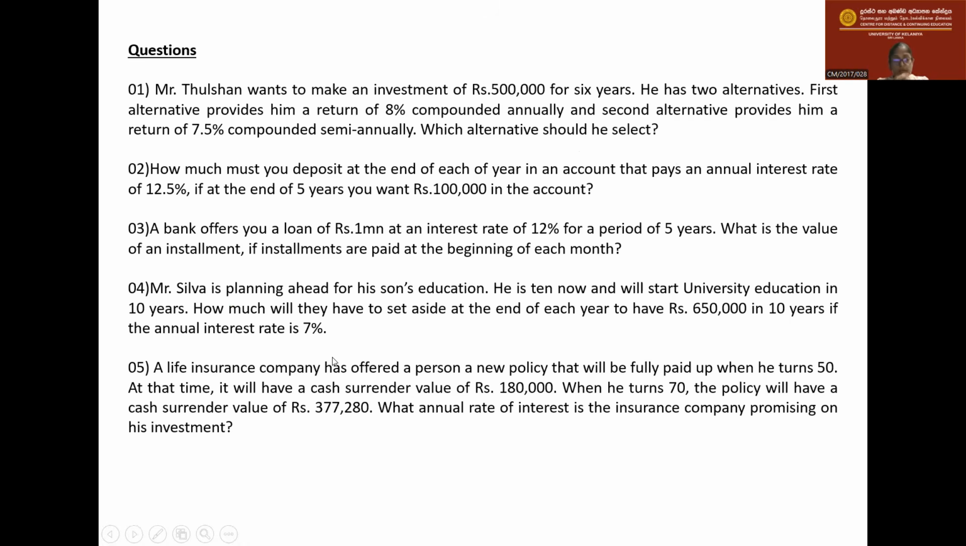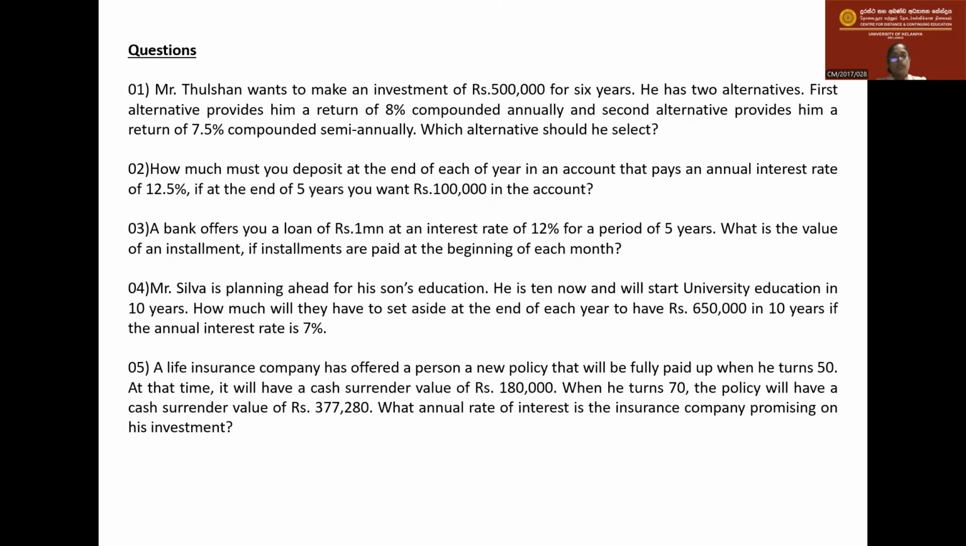So as a summary, I have added some questions for your perusal. Let's have a look at them one by one. Mr. Tulshan wants to make an investment of rupees 500,000 for 6 years. He has two alternatives. The first alternative provides him a return of 8% compounded annually. The second alternative provides him a return of 7.5% compounded semi-annually. Look at compounded semi-annually, right? Which alternative should he select?